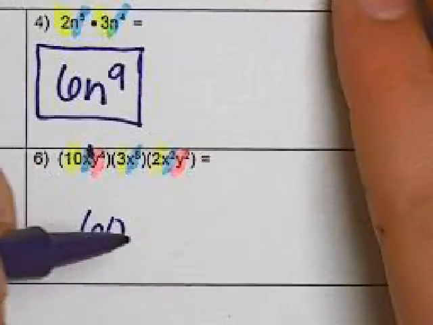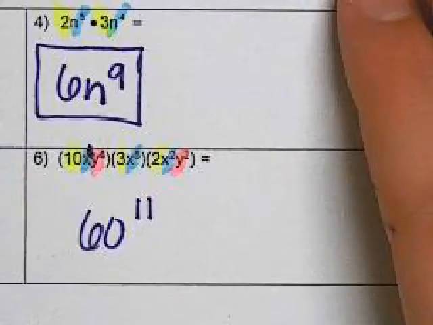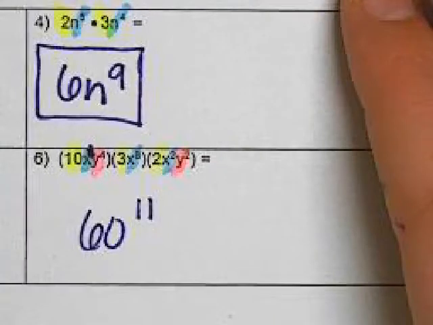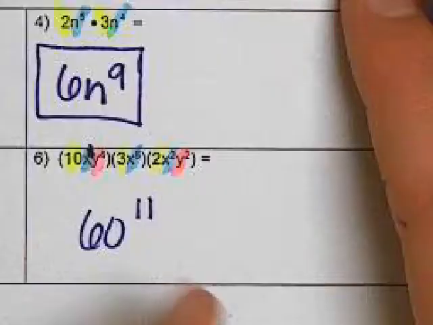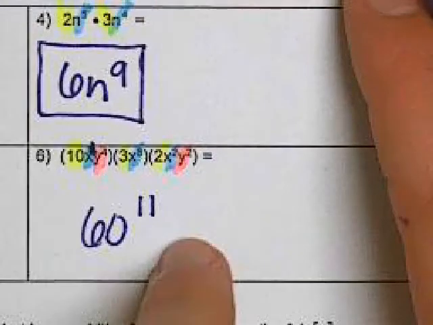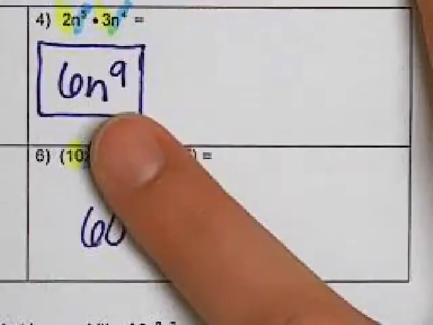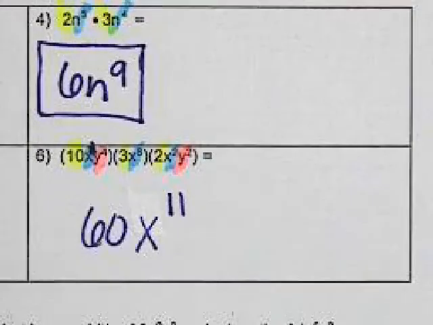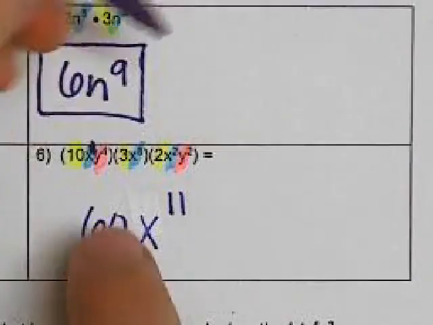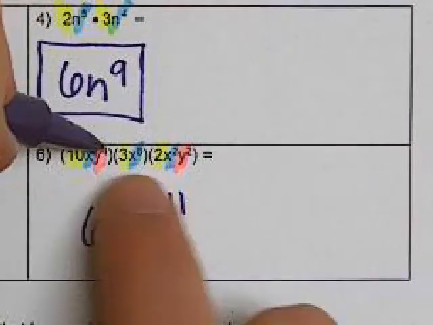You can't just write an 11 up here like this. Does that make sense? 60 to the 11th power? No. I have to write the X. So many people are forgetting their variable. They're just writing it like this. Okay, you cannot write it like this. You have to write your X and then 11. Okay? Then I move to what? Y's. I've got 2 Y's. So a 4 and a 2 give me what? 6.